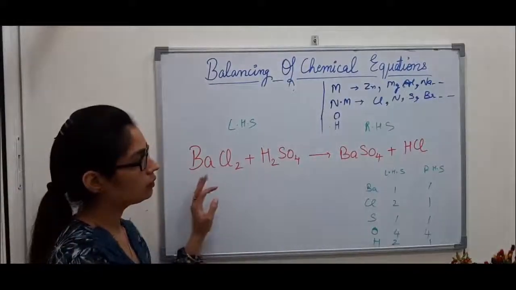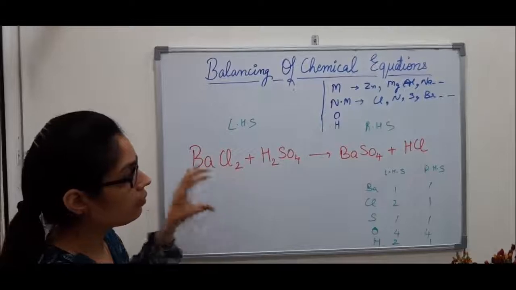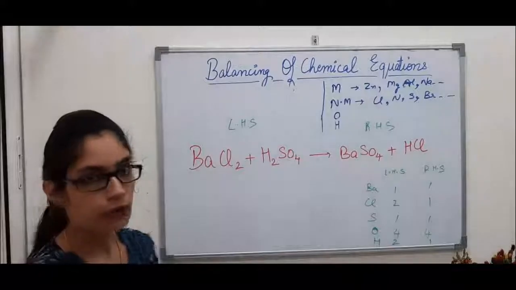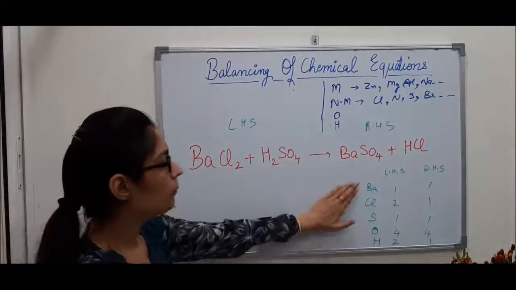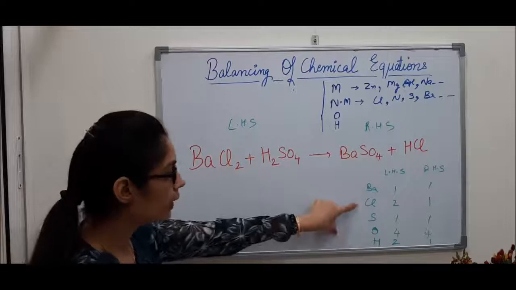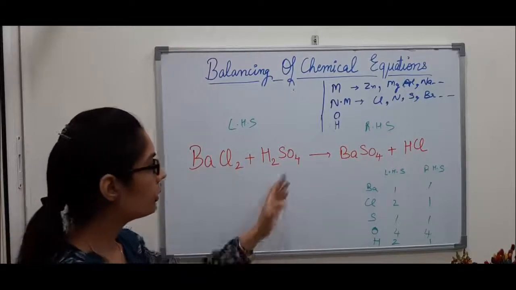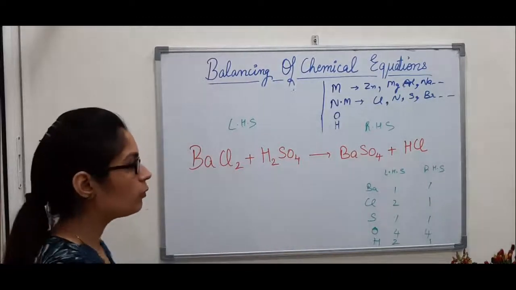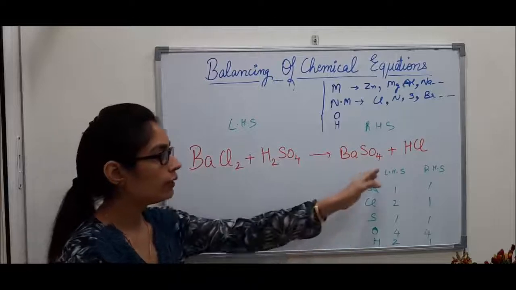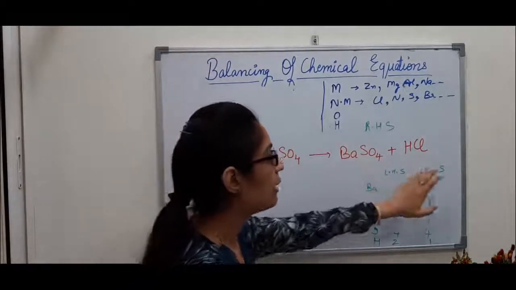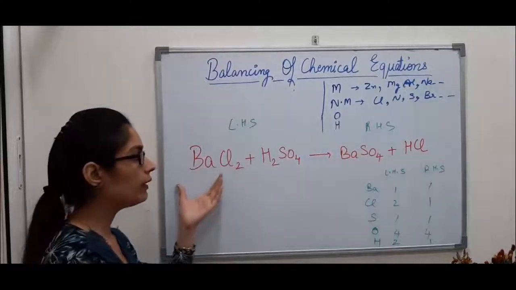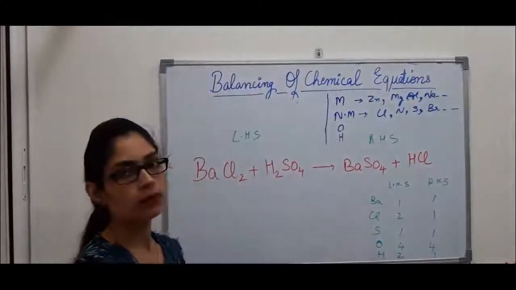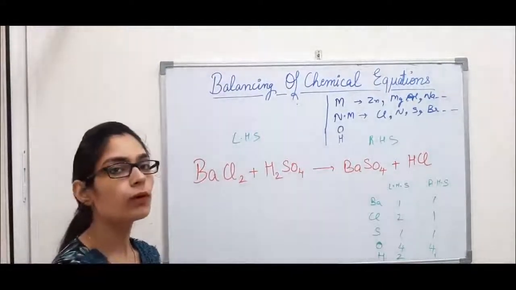Let's try to balance this chemical equation now. Again we will recognize which metal is given, which non-metal, then oxygen and then hydrogen. The metal is barium, and the non-metals are chlorine and sulfur. 2 non-metals are given in this equation. Oxygen is also given and hydrogen is also given. So what we will do is write down quickly the atoms of each element for the left hand side and right hand side. If you don't want to write and can do it directly, that is also fine. If you want to write it down, that is also fine. It's your wish how you want to do it.